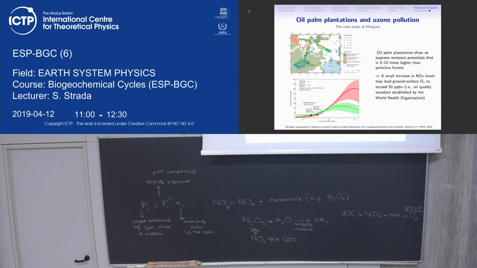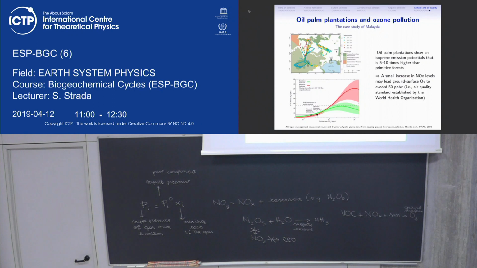So by using some modeling, the authors conclude that just a small increase in the NOx level may lead to levels of surface ozone that may exceed the air quality standard of 50 ppb, above which the effect of ozone on plants and on human beings will be significant. Ozone is toxic for human beings and plants. And this value of nitrogen oxide, by increasing it by a few ppb, these are levels that are measured in Europe in rural areas. So why will they have this large effect on ozone? Because at the same time you are changing the emission of volatile organic compounds.